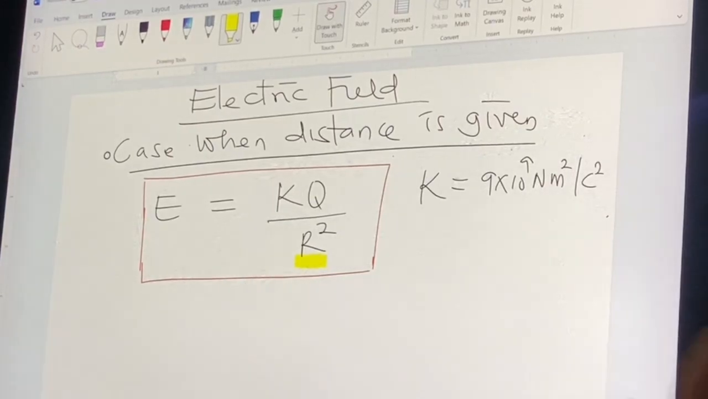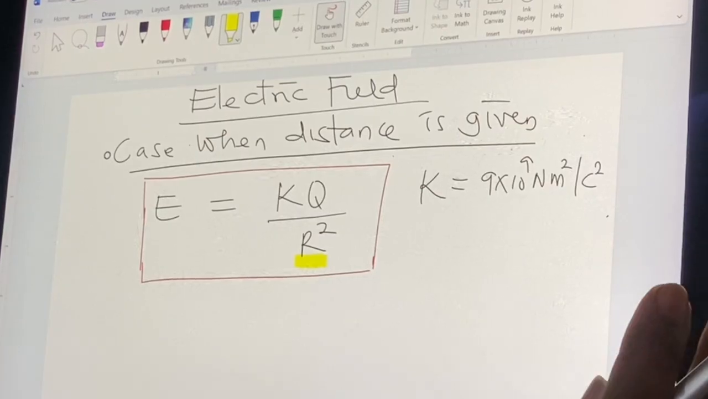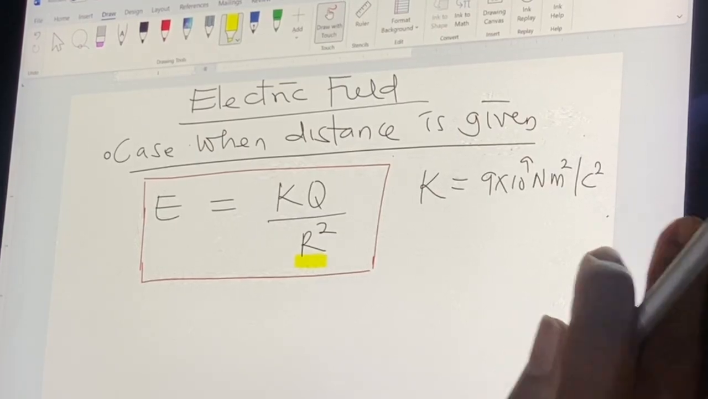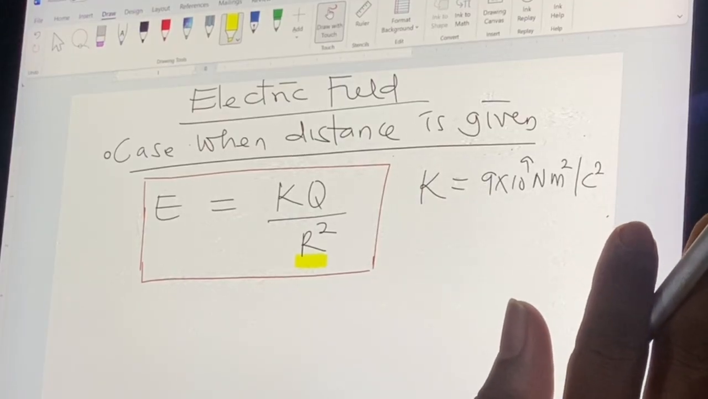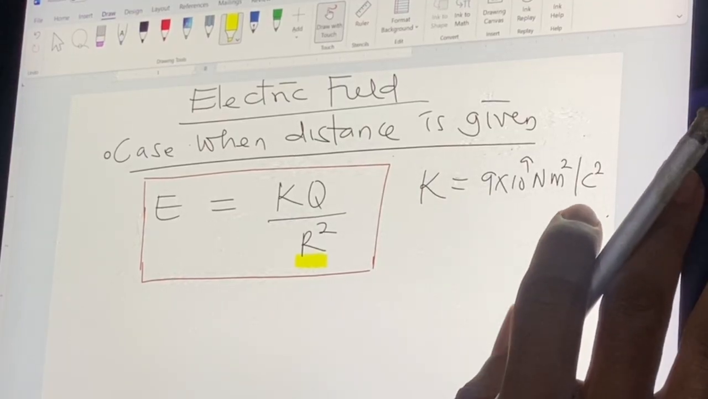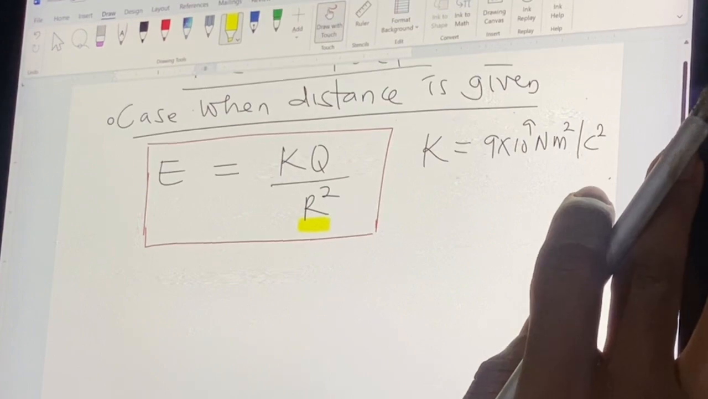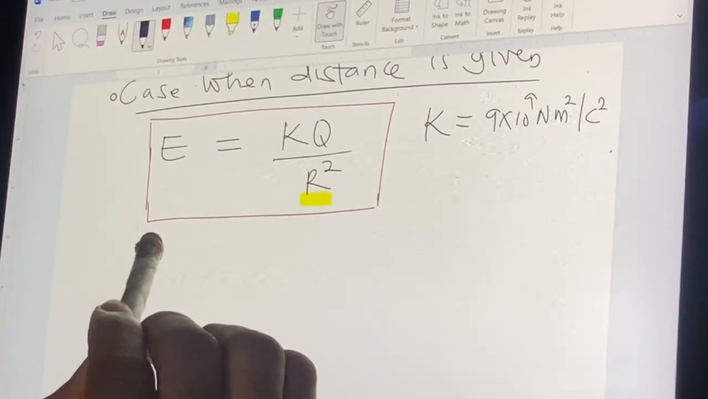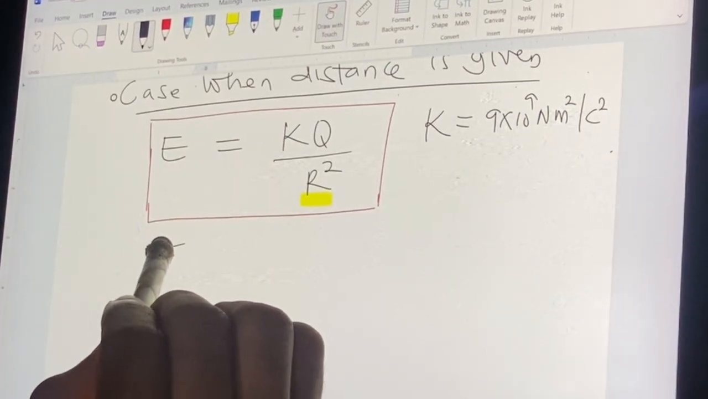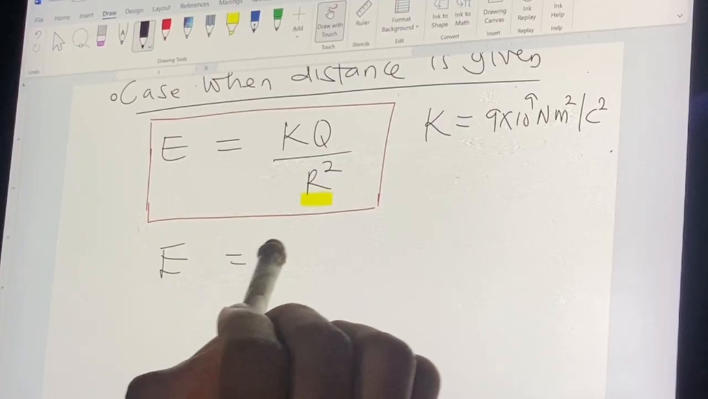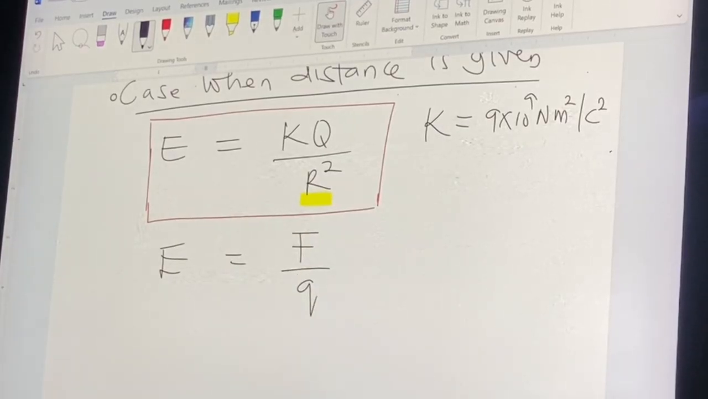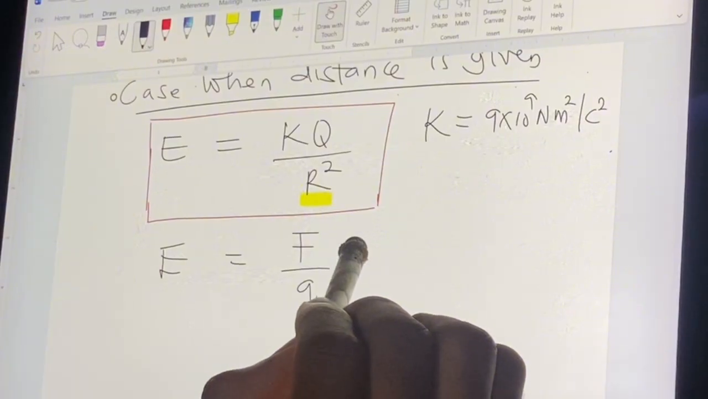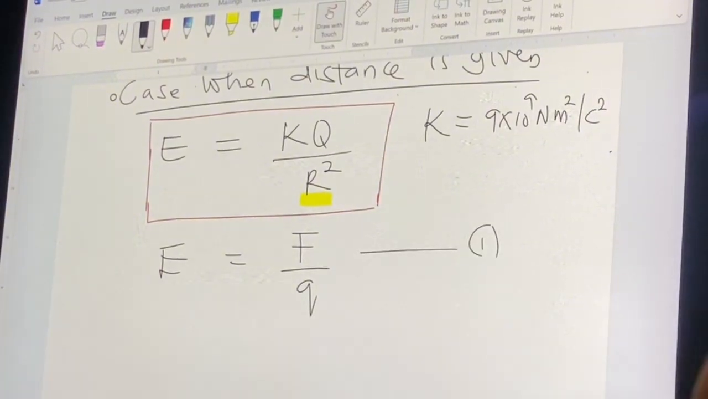Let's prove this here to understand this formula perfectly. Now we can prove this particular formula from the fundamental formula for electric field. What is the fundamental formula for electric field? The fundamental formula we know is electric field E is equal to force over Q. Please don't forget. We can call this formula equation 1.